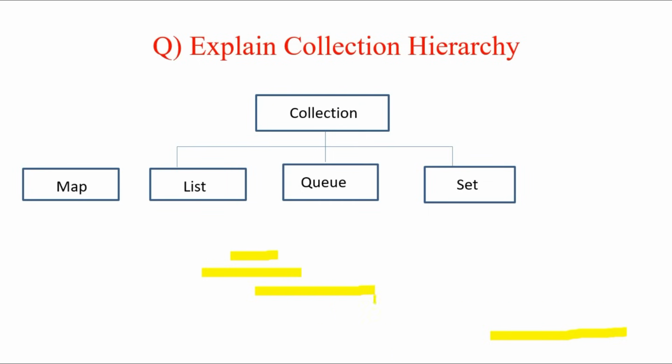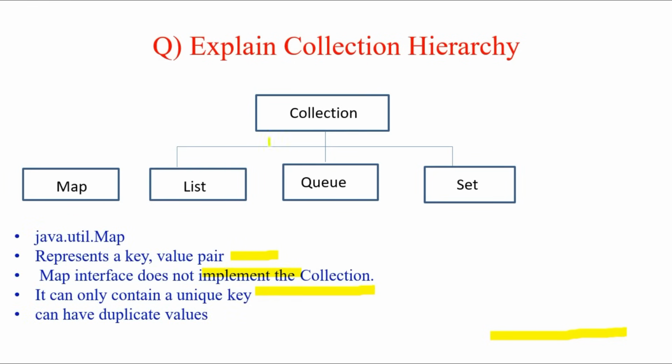And the last one, which does not actually extend the collection interface, is java.util.Map. It represents a key value pair, so it's always in the form Map<K, V>, where K defines your key and V defines your value. The map interface does not implement the collection interface, and it contains only unique keys but can have duplicate values.